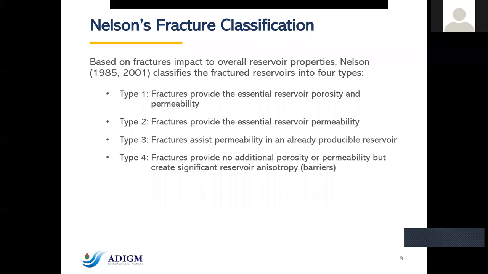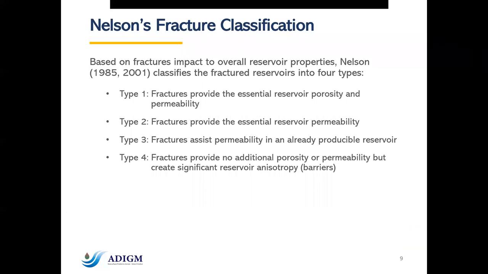One rule of thumb is that if the difference between the model permeability and the well test permeability is more than 10, so the well test permeability is more than 10 times higher than the core permeability or well log permeability, it may indicate a fracture presence in the reservoir.